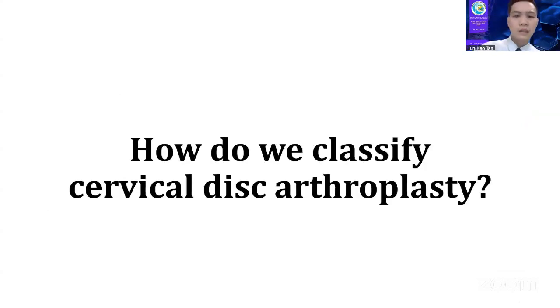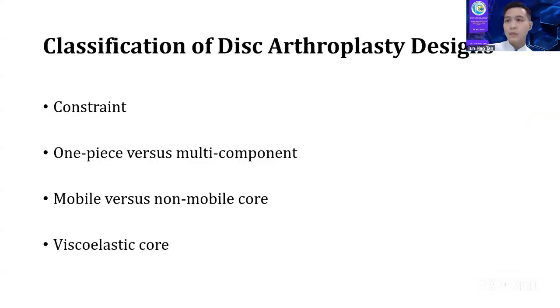So how do we classify the many types of cervical disc arthroplasty? These are the various ways we can talk about them. Firstly, we talk about the level of constraint. We can talk about the number of components inside the arthroplasty design, whether there's a mobile or non-mobile core. And of course, we have a special class called the viscoelastic core. As we go through the next few slides, you'll realize that they are all very much interlinked with one another. Why do I say that?